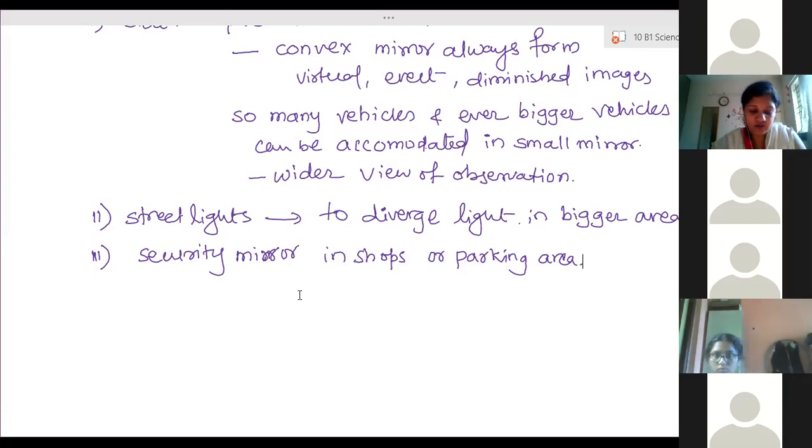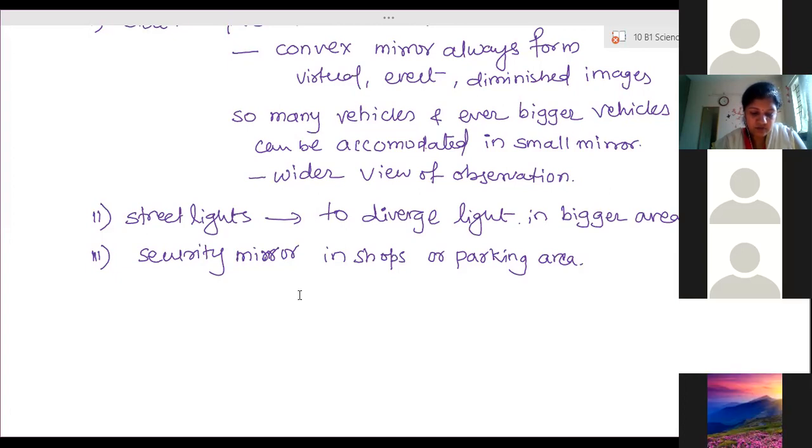Okay, clear all these examples? Yes, ma'am. Clear all the reasons and examples where they are used. For concave and convex, they can ask you to write the type of mirror used in the following applications and why. It is a 1 mark question. They have asked about headlights, solar furnaces, and makeup purposes.